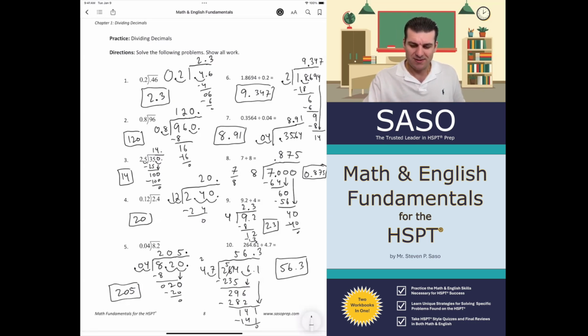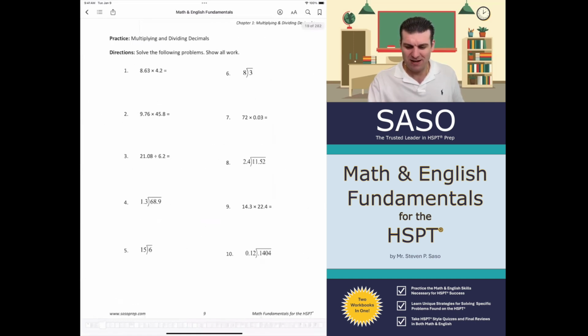All right. So I told you this is going to be a long lesson, right? Let's go to the next page here. We have a few more problems. Now, this is going to mix up multiplying and dividing decimals. Again, I know this is tedious work, but it is so important for doing well on the HSPT. I really can't stress that enough. So you want to make sure that you're really comfortable doing this work. All right. So directions, solve the following problems, show all your work. All right, let's do it.